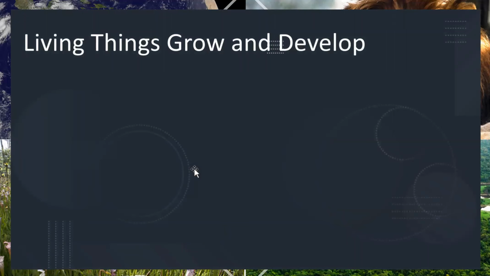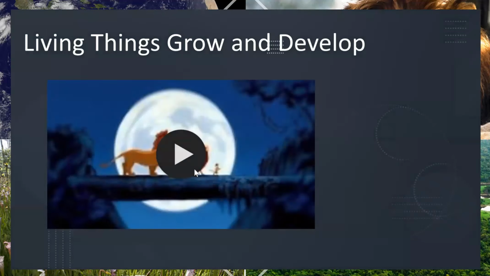So living things grow and develop. I'm just going to show a quick little video of the Lion King. And this is an example of growth and development.